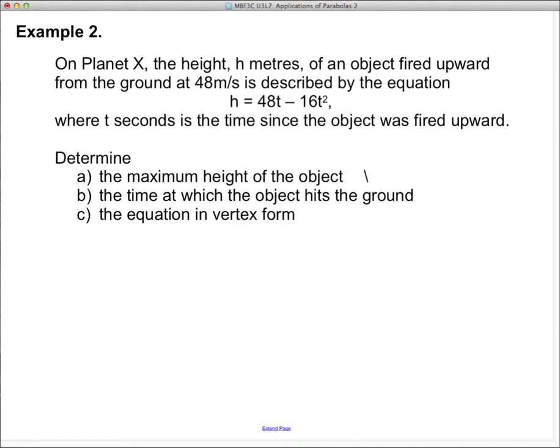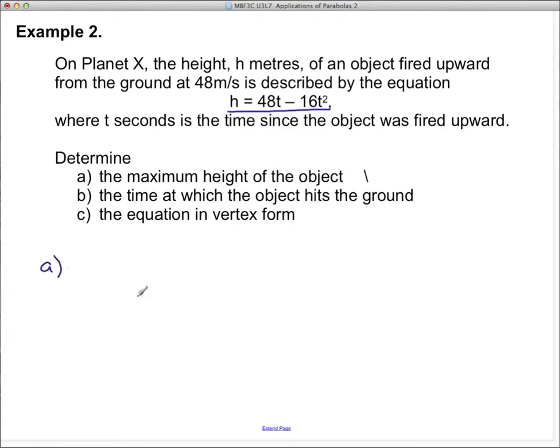Example number 2 says on planet X, the height h meters of an object fired upward from the ground at 48 meters per second is described by this equation, where t is seconds since the object was fired. Okay, we have to determine the maximum height of this object. It's not in factored form, and we cannot find the maximum height unless it's in either factored form or vertex form. Since it's not in vertex form, since it's not in factored form, we're going to have to factor it.